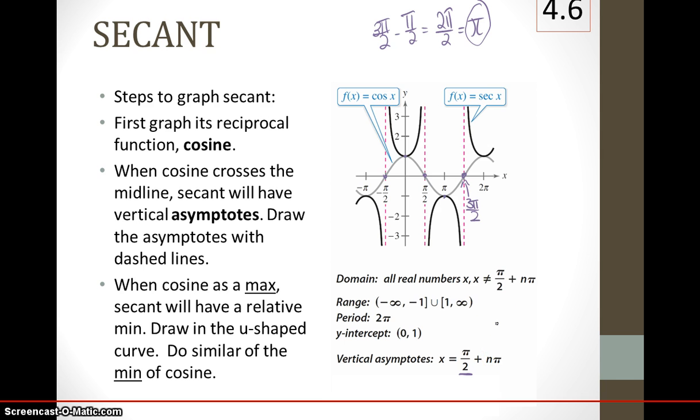And what this is just saying is that if we put in different numbers for n, let's say we put in 0, we just have pi over 2. That's that first one. If we put in 1 for n, we'll have pi over 2 plus 1 pi, and that's just 3 pi over 2. So it's going to give us that second asymptote that we have. And if we put in higher numbers for n, we're going to just keep getting the next vertical asymptotes that we have.